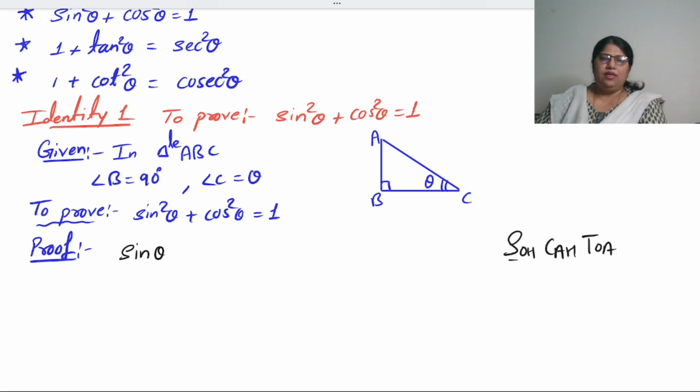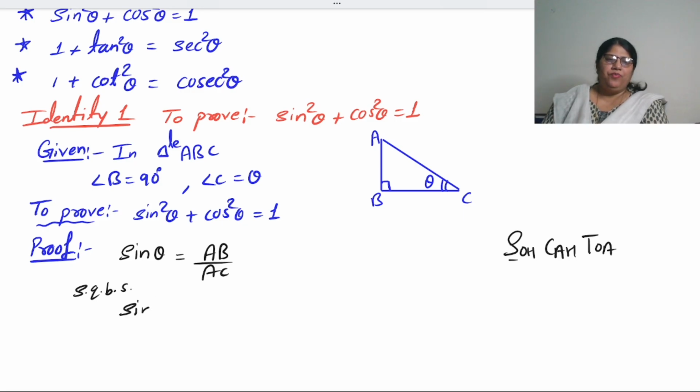If you see, sine is opposite by hypotenuse. With respect to theta, this is the angle theta, this is the opposite side, this is your hypotenuse. So sine theta is opposite, which is side AB by AC, right? Now I need sine square theta, so we will square both sides. You will get sine square theta equals AB square by AC square. This is your first equation.